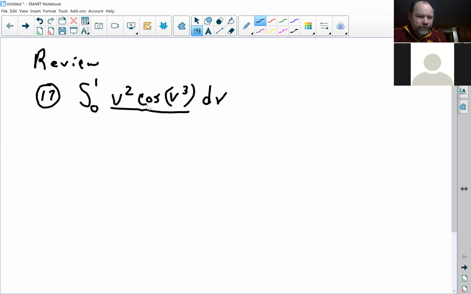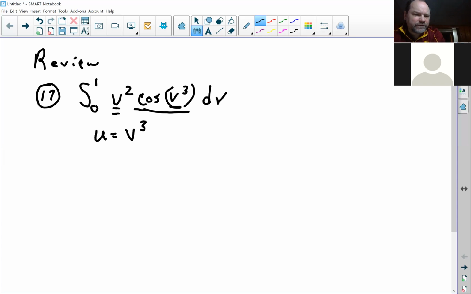But what I do notice is I have a composite function, and the inner part of the composite function, I have its derivative, or at least part of it, being multiplied by the function. So for me, this tells me u substitution. So I'm going to let u equal that inside part, v cubed.